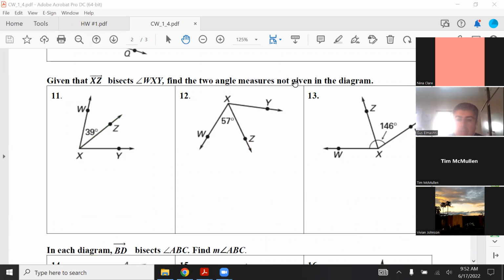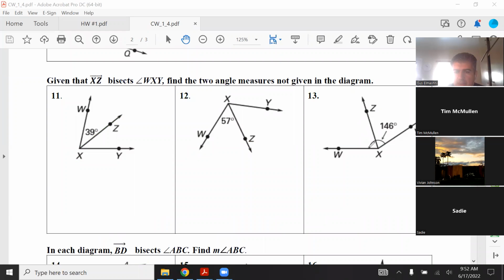Same one? Yeah. So it's kind of weird. And I can see why probably you were confused, because, you know, what does that mean? WXZ and ZXY separately? Or does it mean the whole thing? When they do that, that means the whole thing. The whole thing is 146. So WXY is 146. And it cuts it in half, right? Bisect means cut in half. So that's why I multiplied by 1/2. And you can use a calculator, by the way.